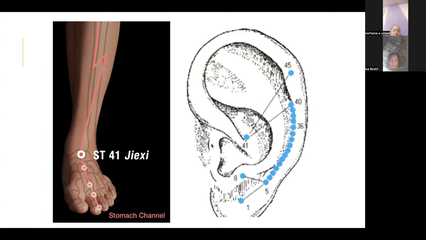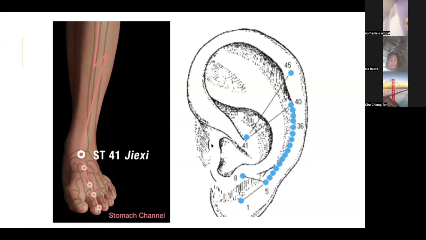Nakaka-distract? Okay, anyway, stomach 41 is used as a distal point. This time, if the pain occurs along the stomach channel. So kanina, you use gallbladder 40 pag nasa gallbladder channel ang pain along the gallbladder channel. For this time, you use stomach 41 if the pain occurs along the stomach channel. Okay?